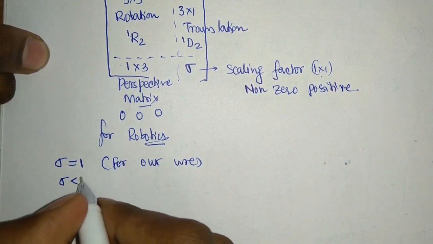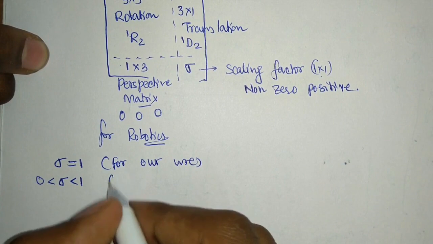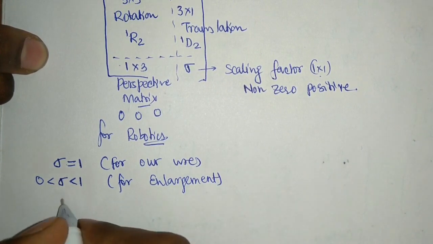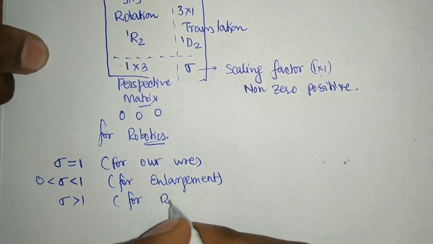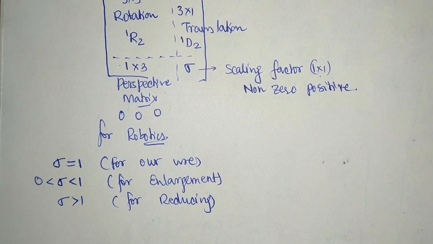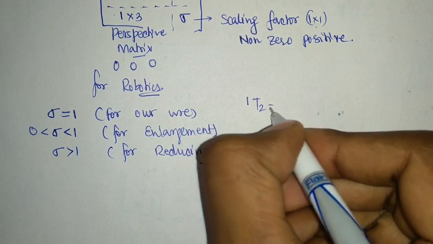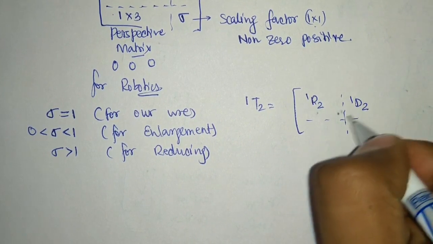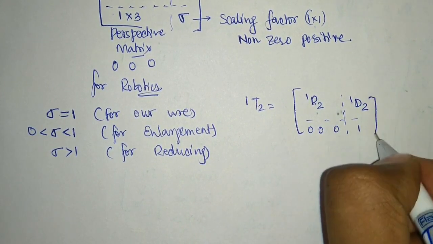Otherwise, if sigma is more than 0 and less than 1, then we use it for enlargements. Don't get confused here because it's just a notation, and if sigma is more than 1, then we use it for reducing. So that is the main and basic use of any HTM. We are combining the translation as well as the rotation, and the perspective as well as scale factors. All these things we are combining together. So an HTM, basically 1T2, will look like 1R2, and then there will be 1D2, 0 0 0 and 1. This will be for our purpose.